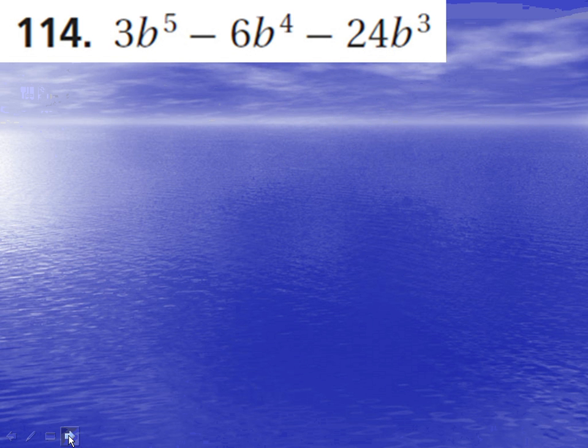Number 114. The first thing I notice is I have a GCF, so I'm going to take out 3, and I see that it has a b to the third. Everyone has a b to the third, so that's 3b to the third. That leaves b squared minus 2b minus 8. Now I need to see what multiplies to give me negative 8 and adds to give me negative 2.